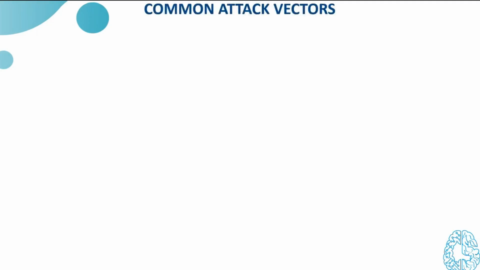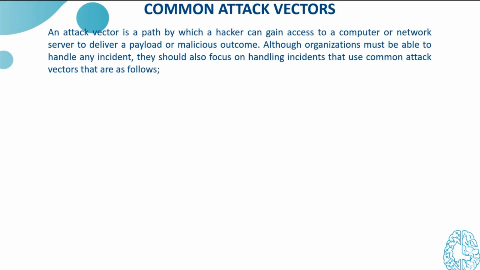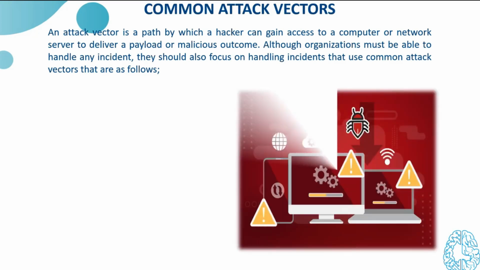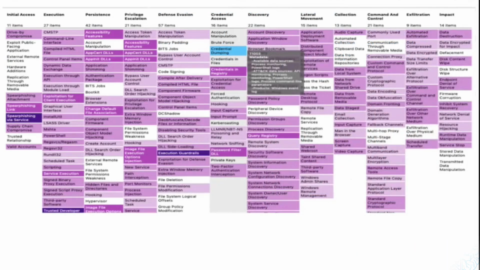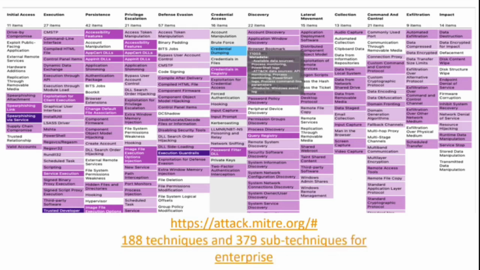Now let's understand some of the common attack vectors through which these types of attacks are performed. Basically, we are going to understand the loopholes over here. This is how the MITRE framework looks, and we also have the official link for the MITRE framework. In total, it has 188 techniques and 379 sub techniques for the enterprise.